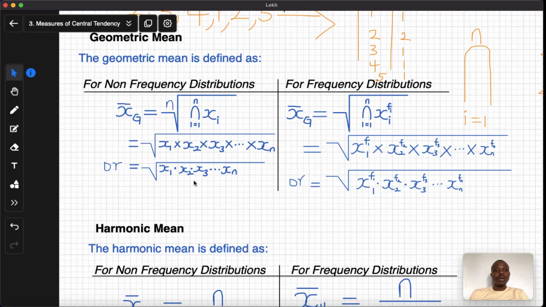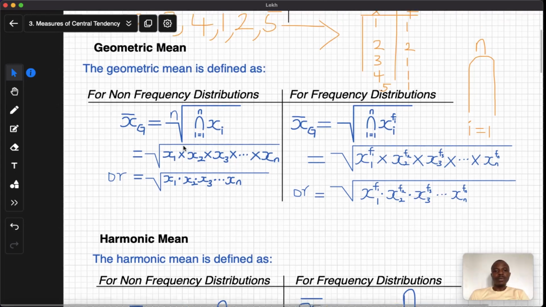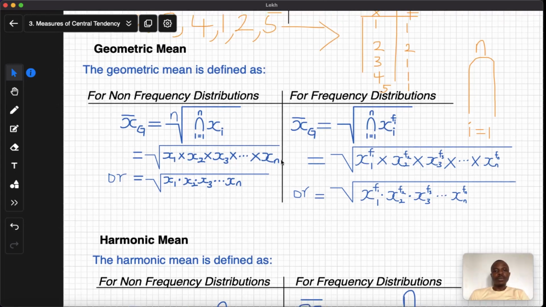So what we are saying here is that we multiply the first observation by the second, and then by the third, until you multiply all the observations. But there's going to be an n here, so let's take note of that. The nth root of the product of all the observations is what we call the geometric mean, where n is the number of observations that you have.